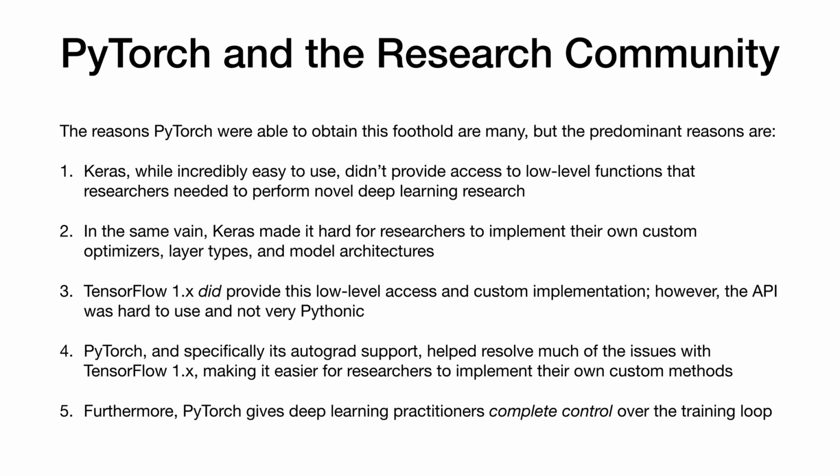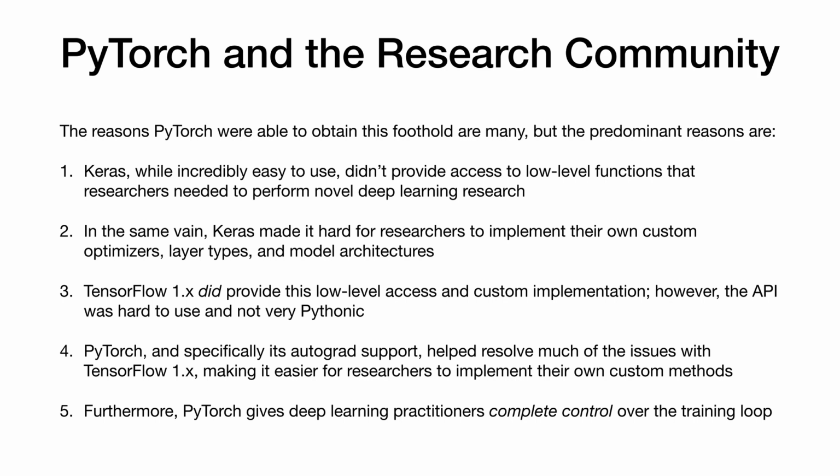So let's take another step back and look at a high level of why PyTorch is so popular amongst the research community. We've discussed this already, but it's such an important point and it comes up so often when you're talking to deep learning practitioners that I want to discuss it a bit. The reasons PyTorch was able to obtain such a strong foothold in the research community are many, but the most common reasons are: while Keras is incredibly easy to use, it didn't provide the low-level function access that researchers need to perform novel research and implement custom models and architectures. In the same vein, Keras made it hard for researchers to implement their own optimizers and layer types.